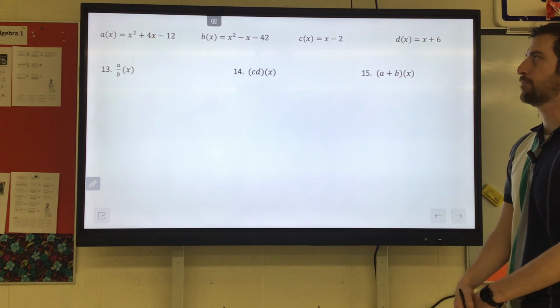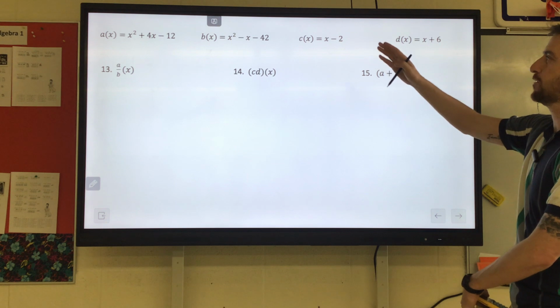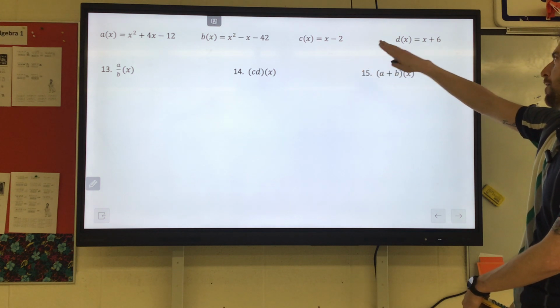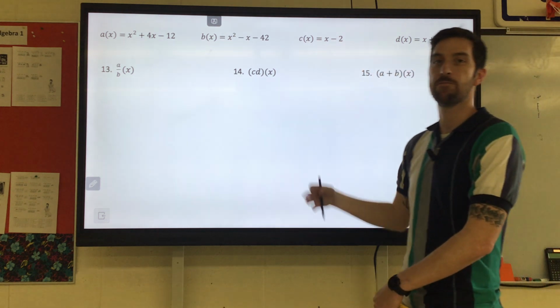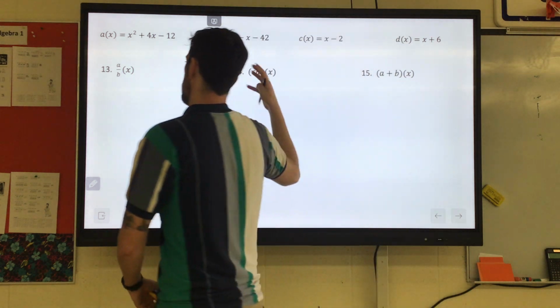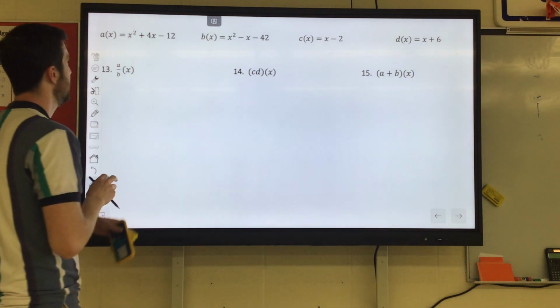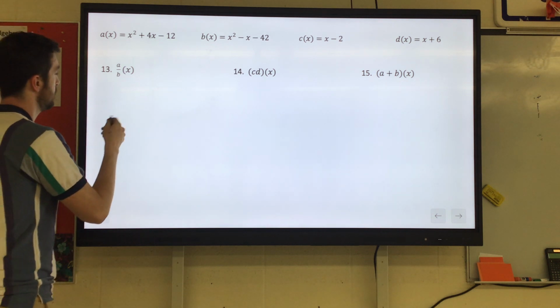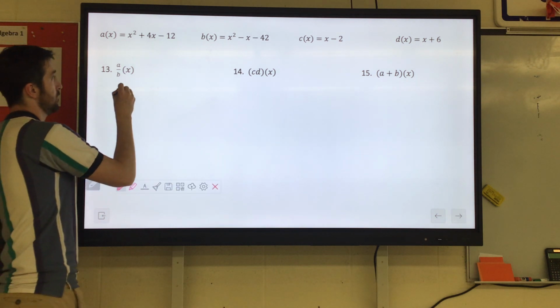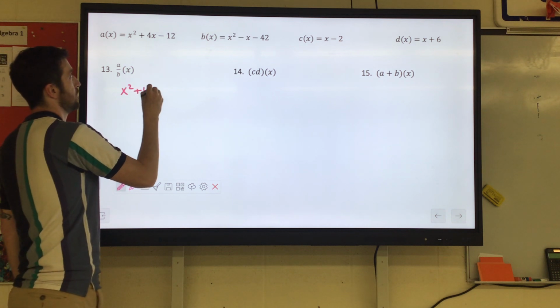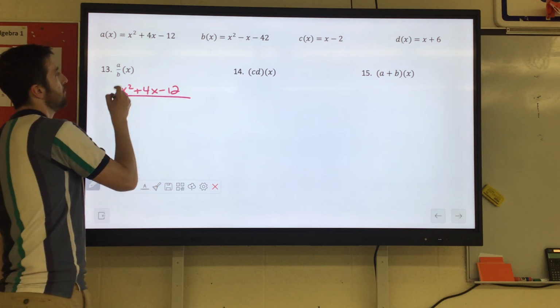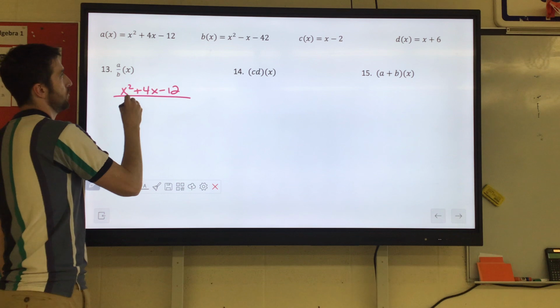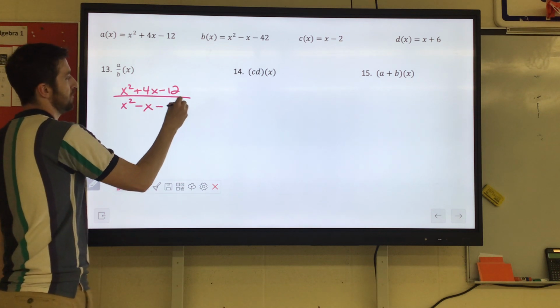Oh, function operations. So here are the 4 functions: x squared plus 4x minus 12, and so on. Now we're going to perform operations with those functions. So if you look at 13, it says a divided by b of x. So a's equation is x squared plus 4x minus 12. We're dividing by b's equation, x squared minus x minus 42.